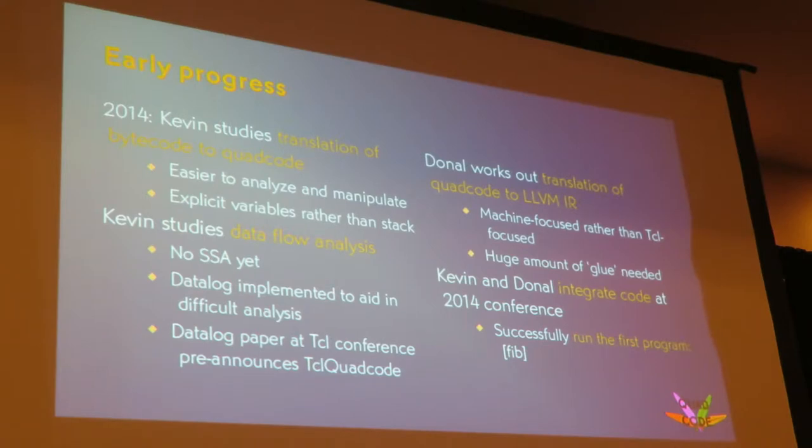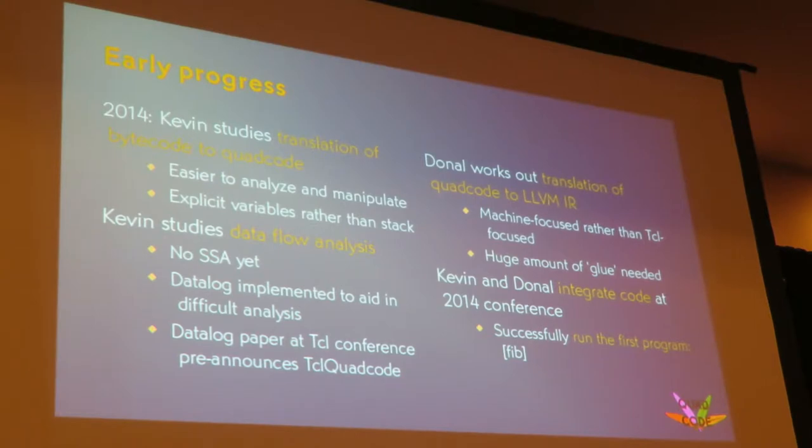At the same time, Donald was working out how to take this three-address code and translate it to LLVM assembly language so that we would get the LLVM intermediate representation and be able to use LLVM's optimizer to do the usual C compiler optimization things. And that's machine-focused rather than Tcl-focused, so there is a huge amount of glue needed to do things like managing the C types versus Tcl's types.